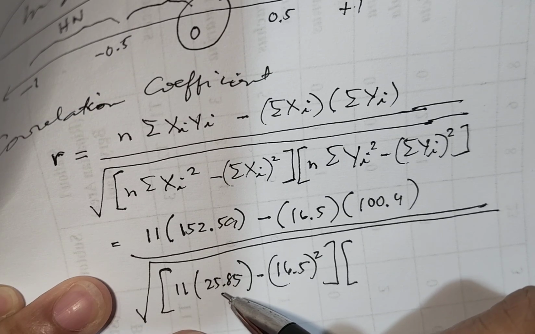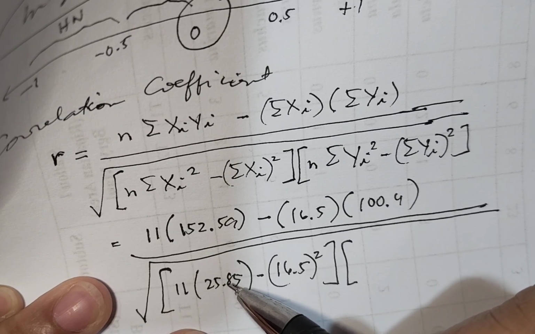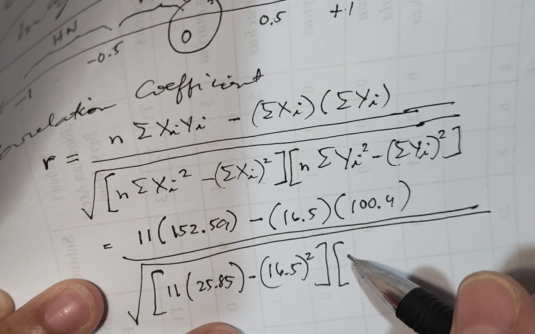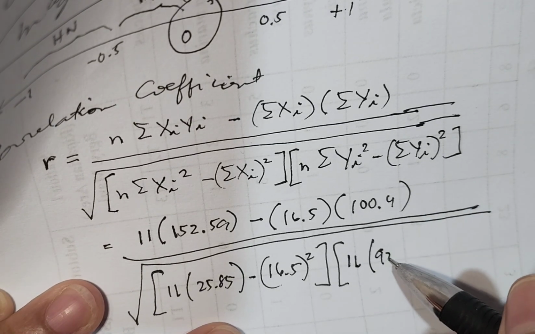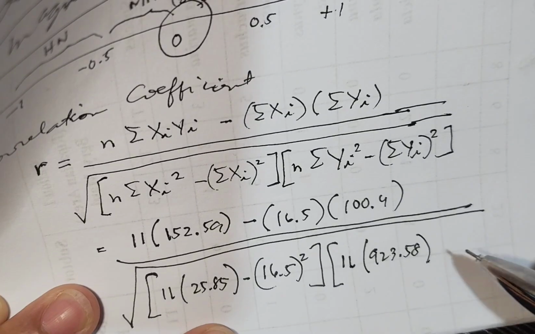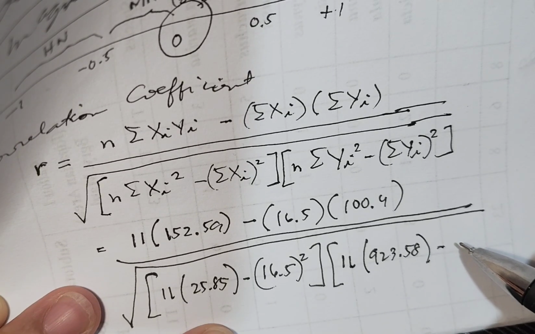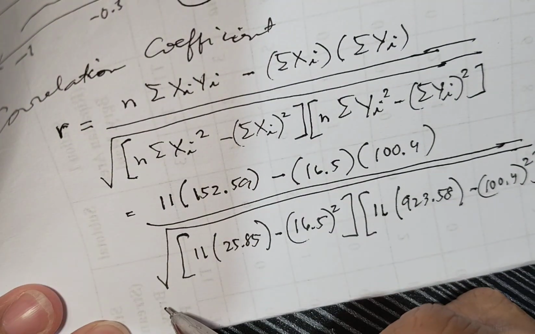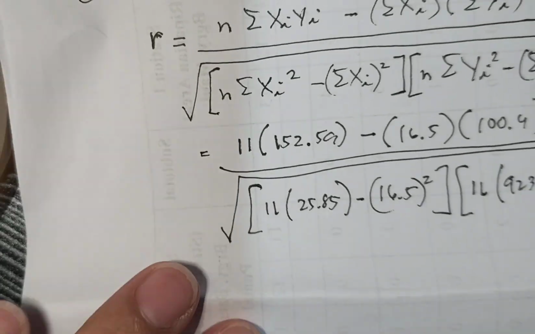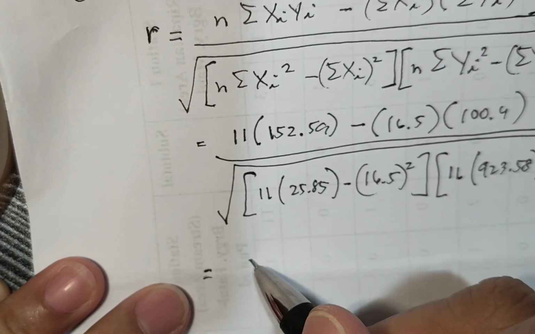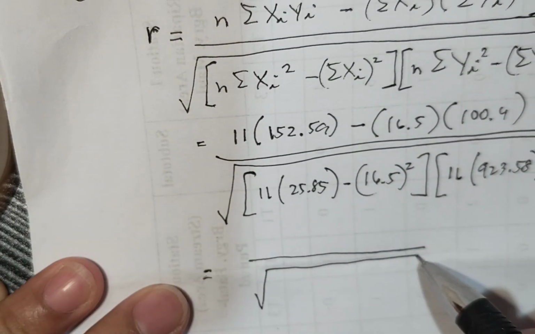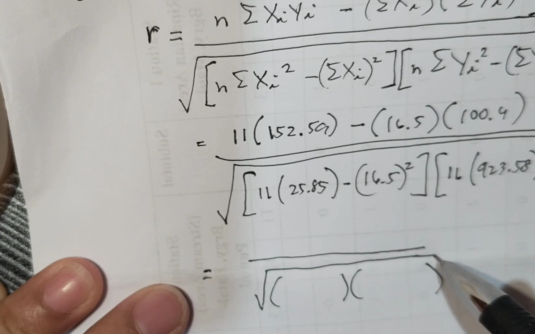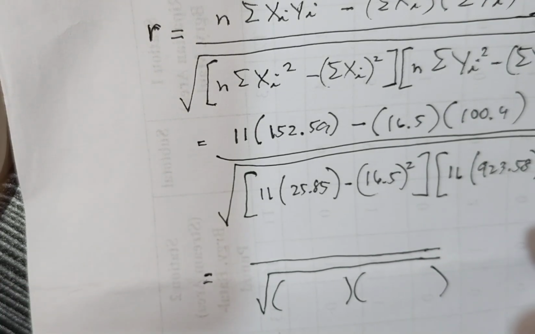Ito is, inisa-isa nyong square yung x sub i and then get the sum of that. Okay, we have 11 times 923.58. Okay, minus, how is that? 100.4 and quantity squared. Okay, so that is equal to, what is that number in the numerator and the factors below the denominator, inside the square root, rather.